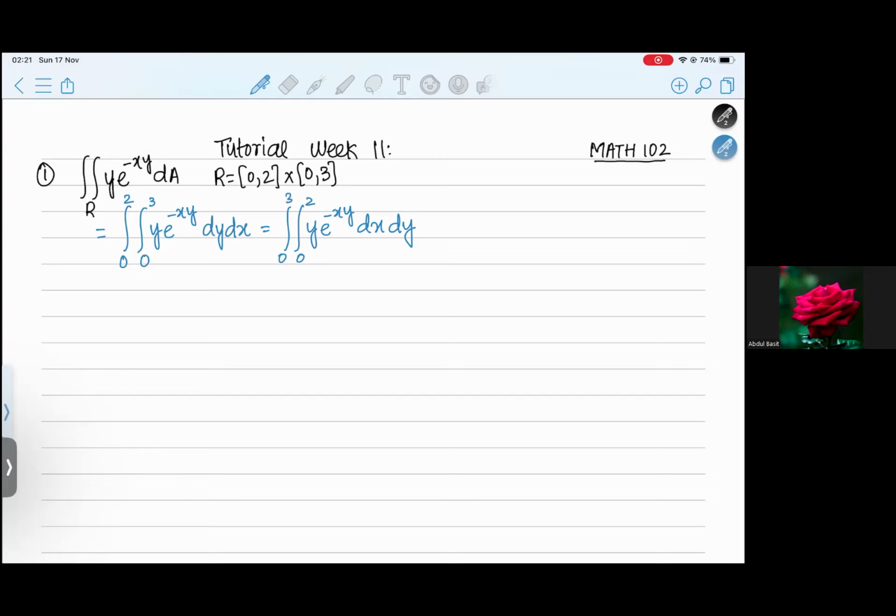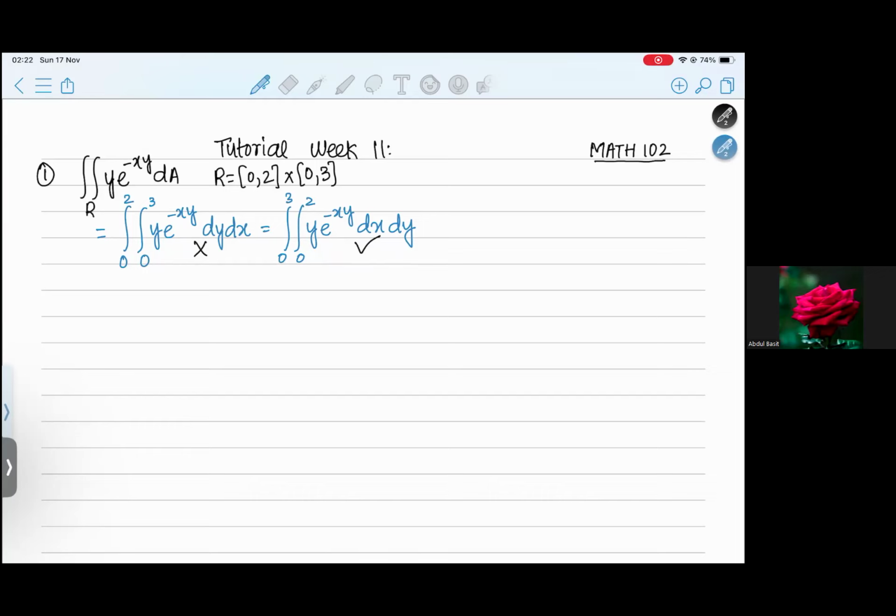Looking at both the integrals, on the left we are integrating with respect to y first. So we have two functions of y: one is y itself, and the other is e to the power minus xy. So we need integration by parts over here, which is slightly complex. And on the right side, we are integrating with respect to x first, and e to the power minus xy is the only function with respect to x. So we can just easily integrate this. So we'll skip the left one and compute this integral, right?